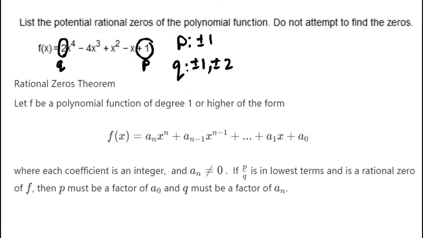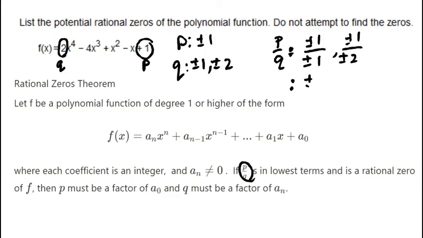So our potential rational zeros will be of the form p over q. And so they could be plus and minus 1 over plus and minus 1, or plus and minus 1 over plus and minus 2. We'll reduce each one of these to get plus and minus 1 and plus and minus 1/2. So the potential rational zeros for this polynomial function are positive and negative 1 and positive and negative 1/2.